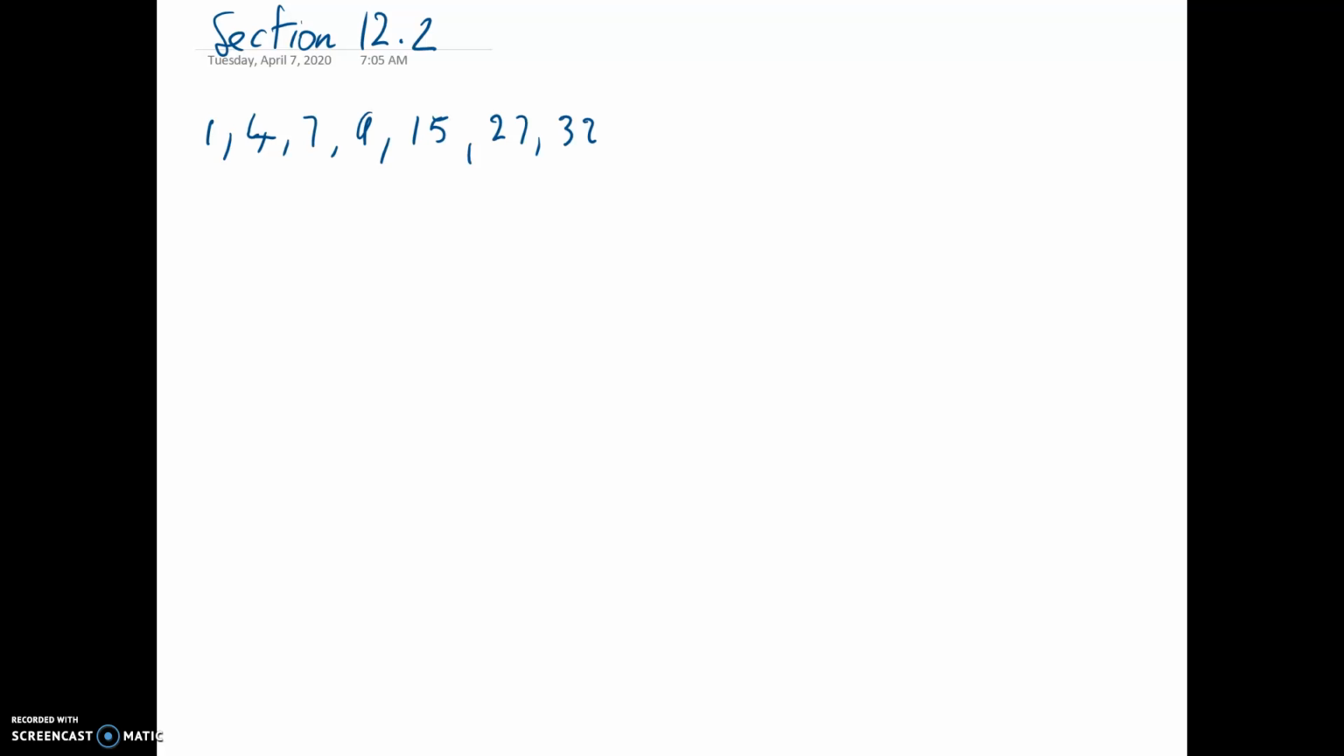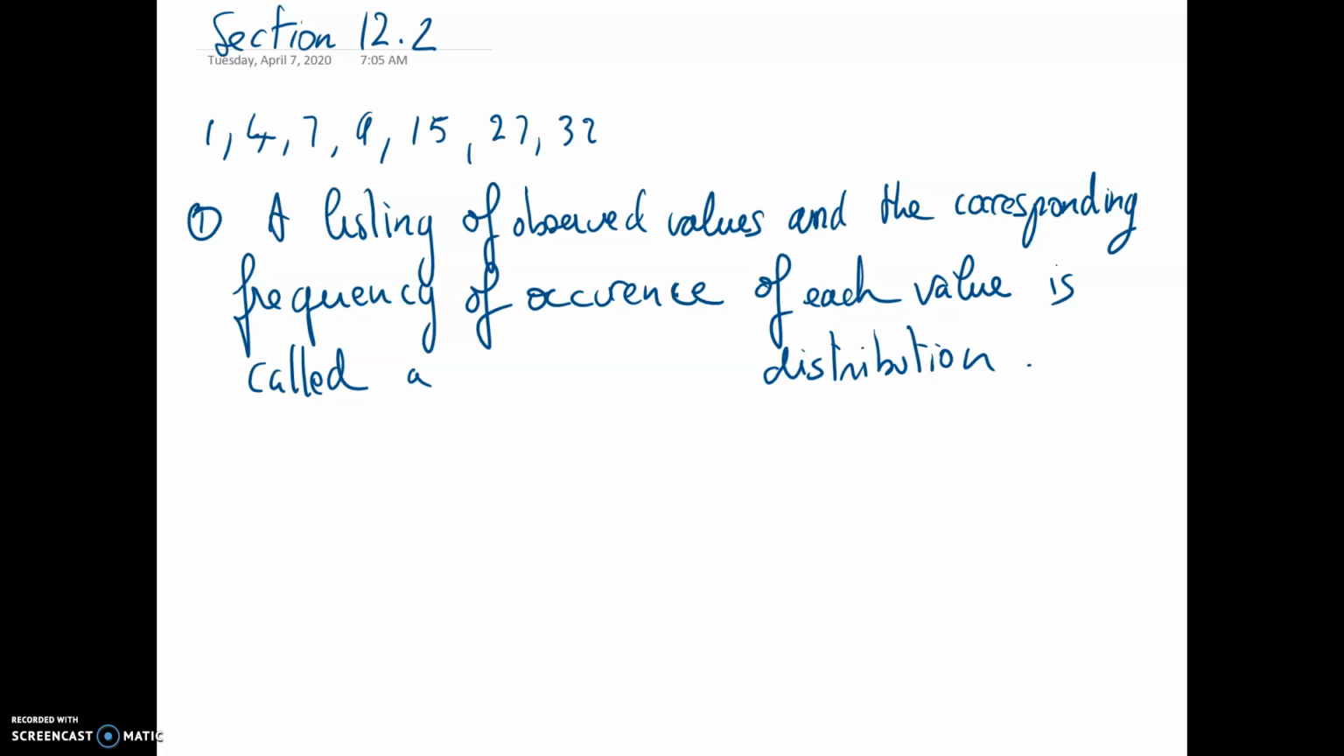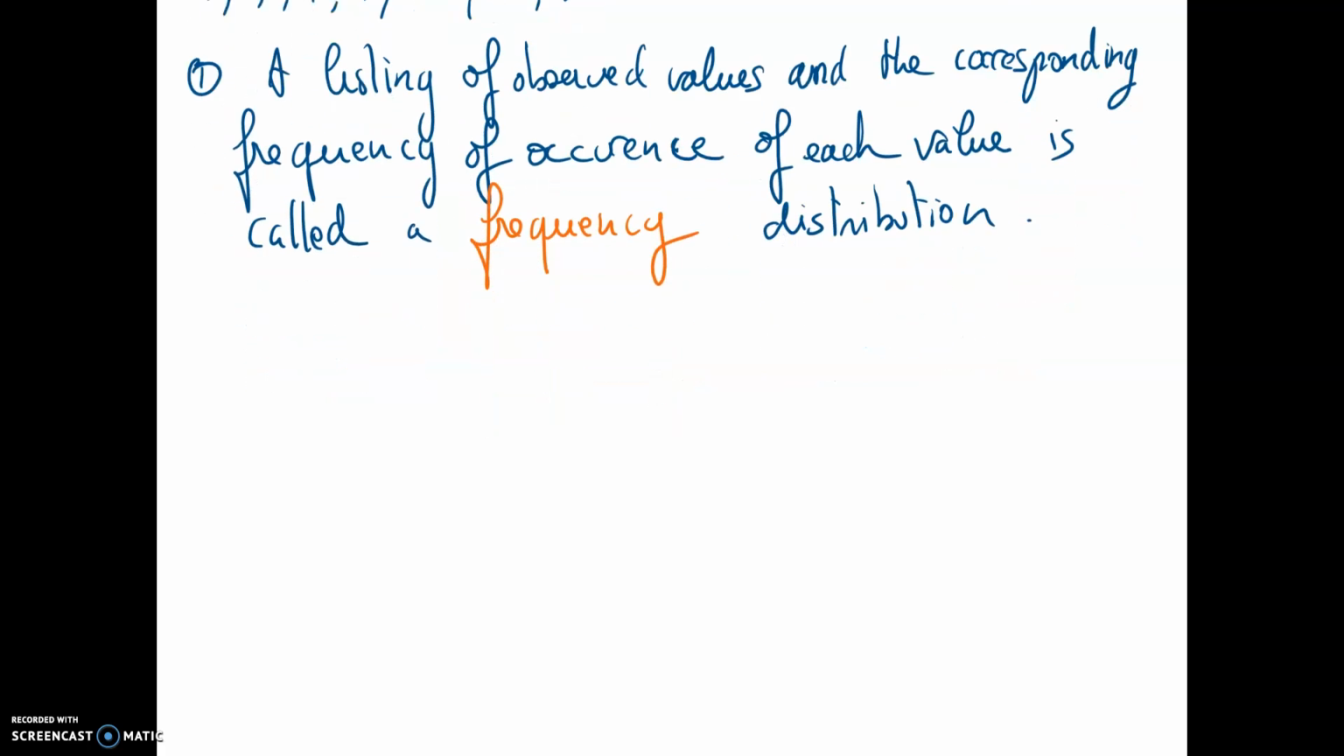So we are going to start to do problem number one. In this problem number one, it's about finding the definitions, a listing. So let me write the definition and then we'll get back to it. A listing of observed values and the corresponding frequency of occurrence of each value is called a frequency distribution.